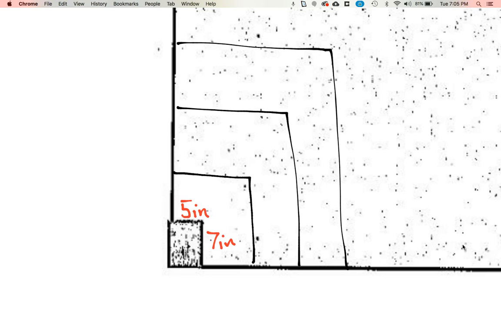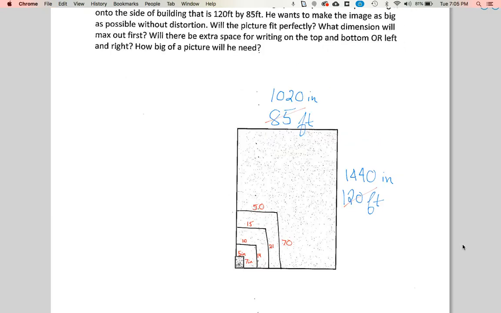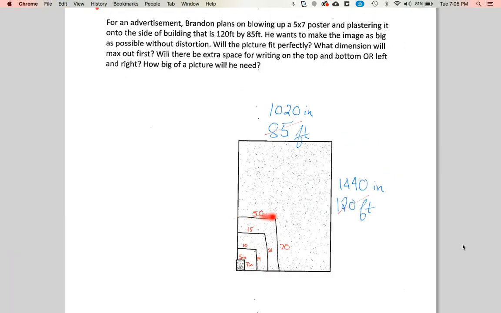So maybe 5 inches and 7 inches, maybe now this is 10 and 14. I doubled them both. Or maybe I tripled it to 15 and 21. Or maybe I did times 10 and I did 50 and 70. All of those are valid proportional picture sizes. What we're trying to figure out is, if I keep making this picture bigger and bigger, will it fit perfectly in the wall space given as is on the side of the building?